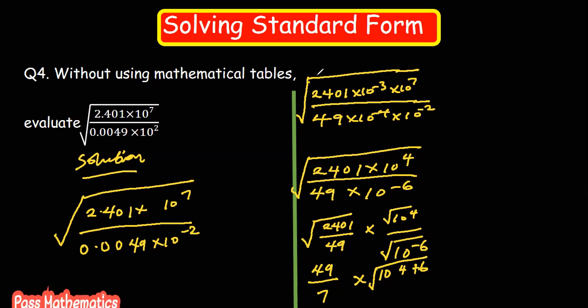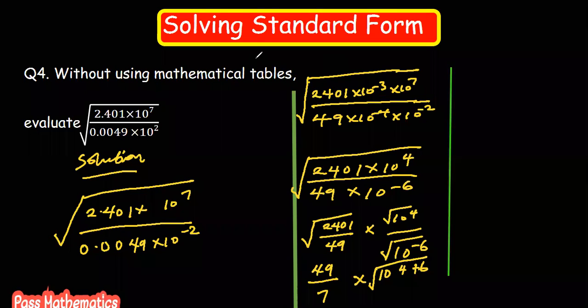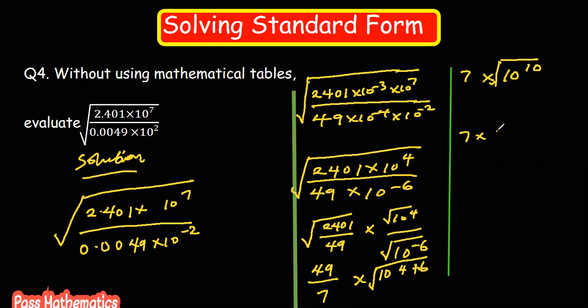What do we have? So let me use a line to demarcate now, so that I can complete the working. 49 divided by 7 is 7 times 10 raised to the power of 10 here. Then we are good. Let's not forget this square root sign. It's very important. So we have 7 times 10 raised to the power of 10.